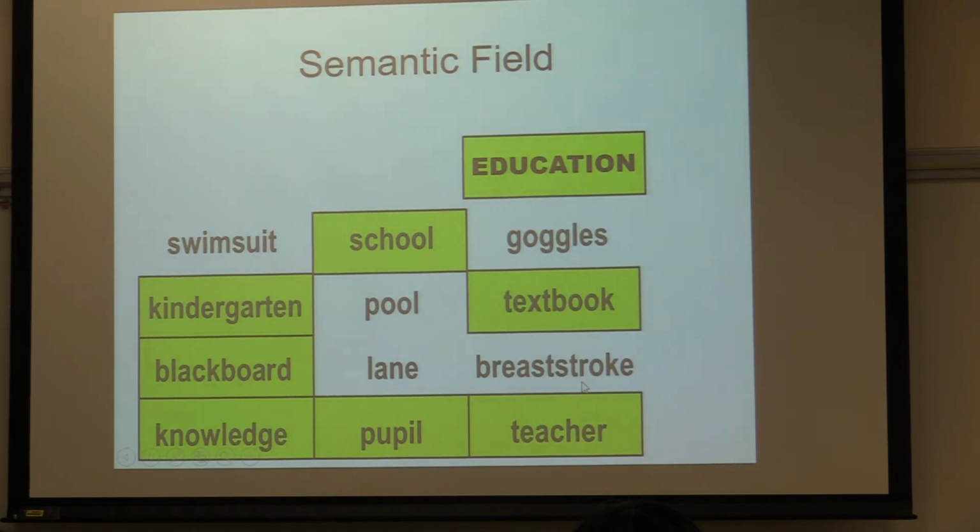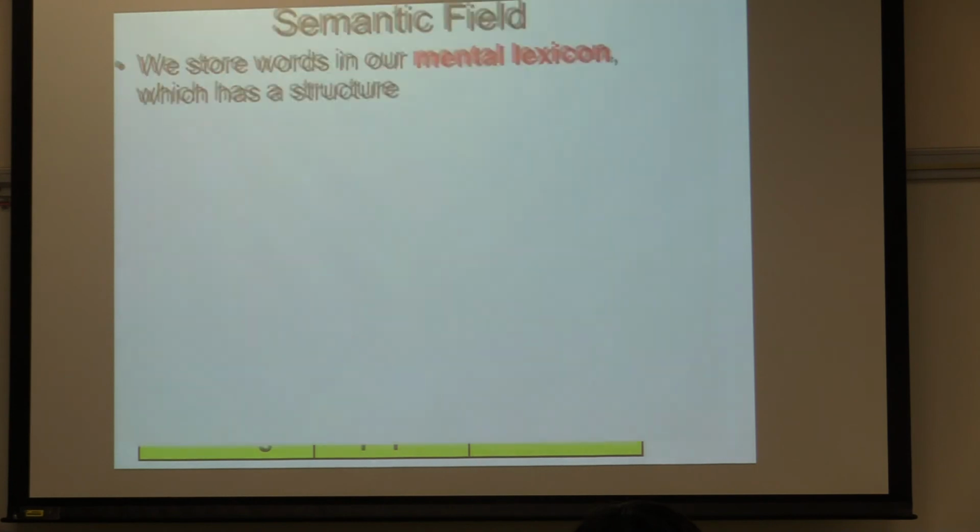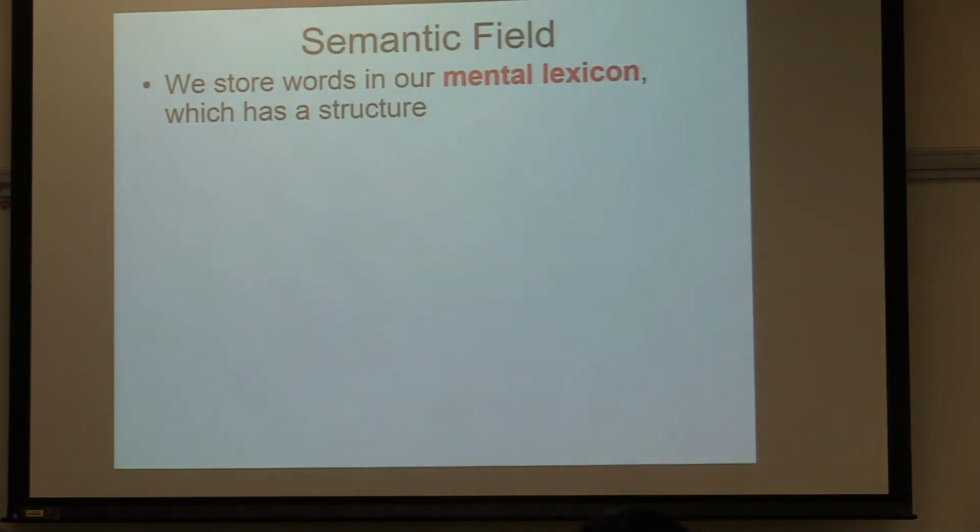So you can use semantic fields to help students learn vocabulary, is that right? Group them together, and they can learn these words more easily, right? So that's one strategy. We store words in our mental lexicon, which I'm going to give you more details about maybe in session eight, which has a structure, so words are related with each other, okay?